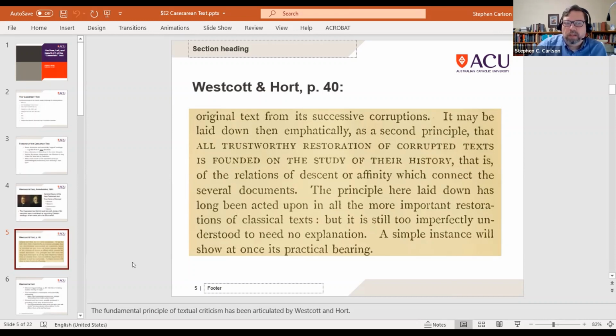If you want to understand the history of the text, you have to understand how these manuscripts relate to one another, how they were all copied, which ones are more closely related to the others, which ones are copies of archetypes that occurred earlier. And if you don't understand that, you won't understand the history of the text. You can't really do textual criticism.